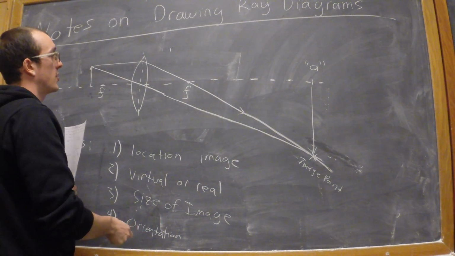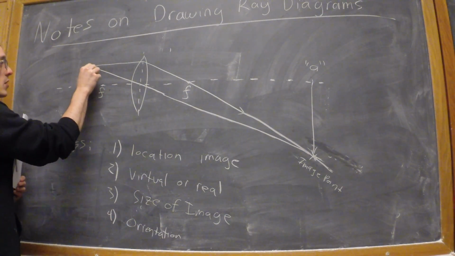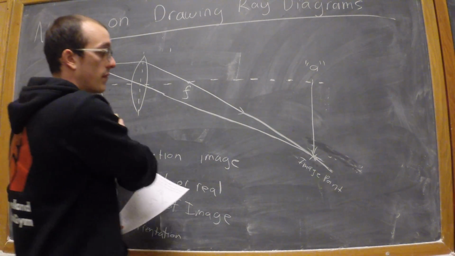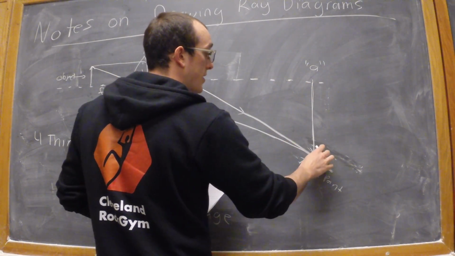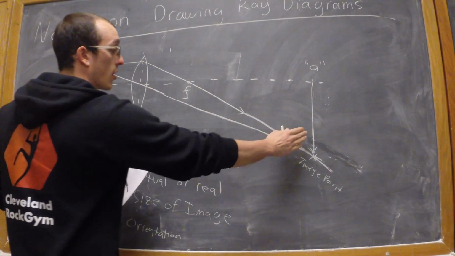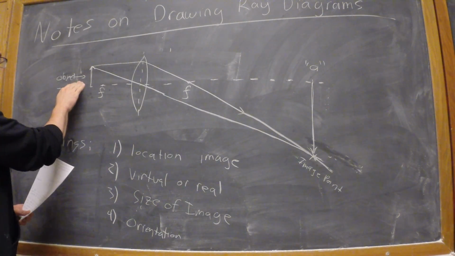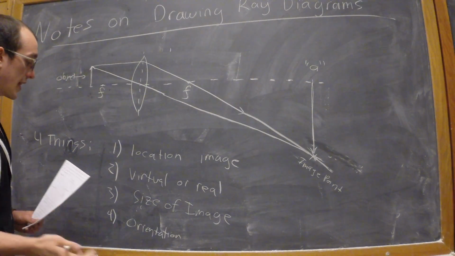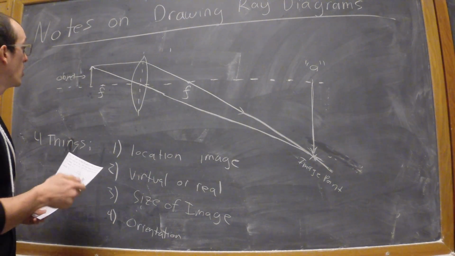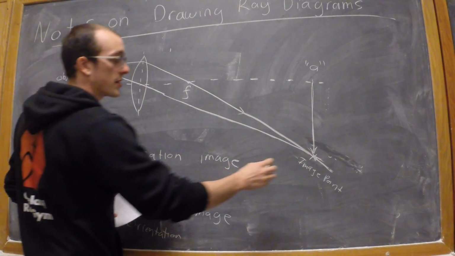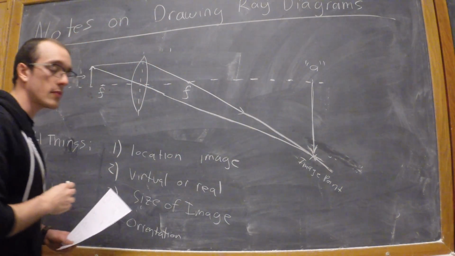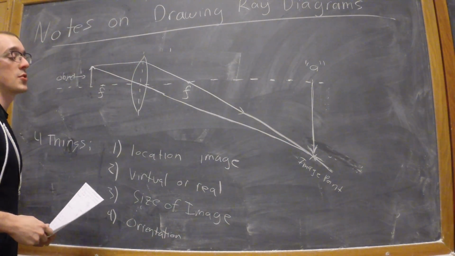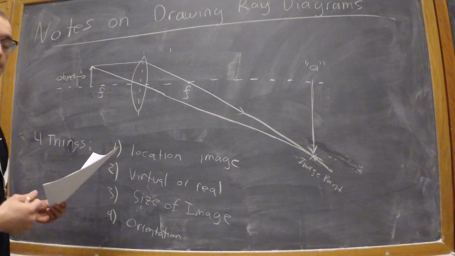The size of the image relates the size of this arrow, or this object, to the size of our image arrow. So in this case, we can see that our image arrow is much longer than our object. So therefore, we're going to have a larger image in this case. And then lastly, the orientation is determined by which way this arrow points in comparison to this arrow. So in this case, we have this arrow pointing up and this arrow pointing down. So we have that the image you'll see is flipped.